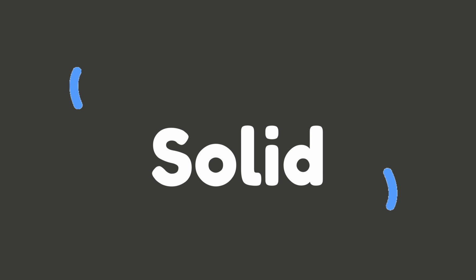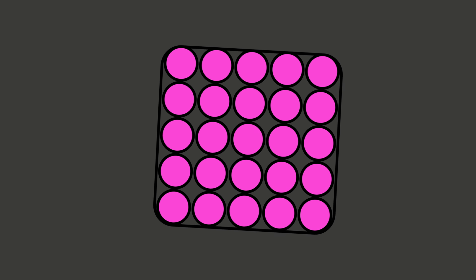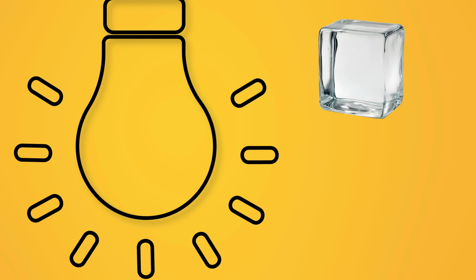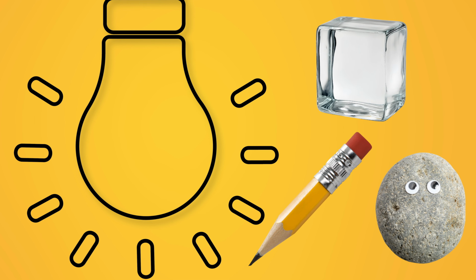Particles in a solid are packed super tightly, like a brick wall. Think of the bricks as the particles and the cement binding them together as the invisible force that keeps them together. That's why solids keep their shape and size. Think of an ice cube, a rock, or your pencil. They don't change shape unless you force them.